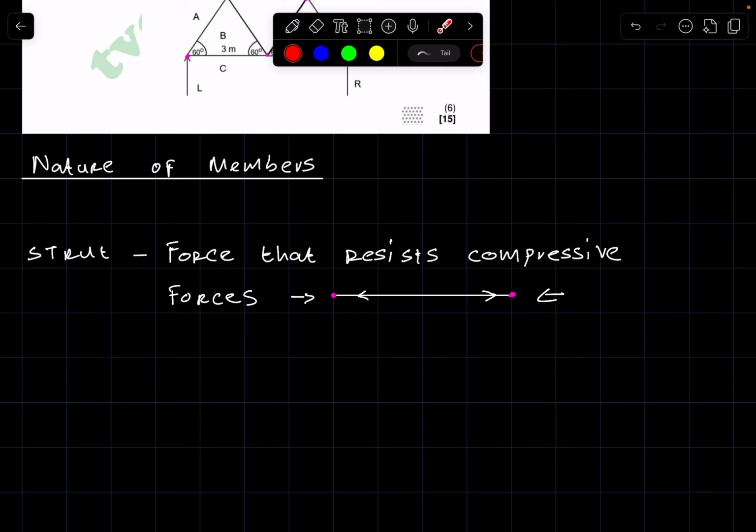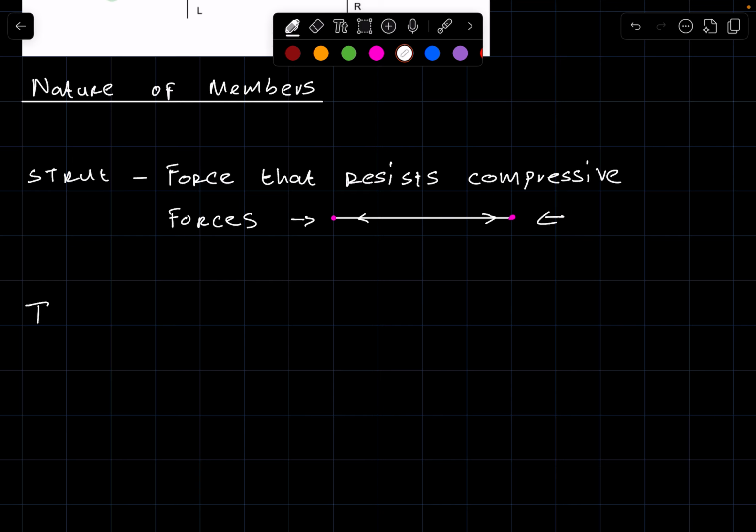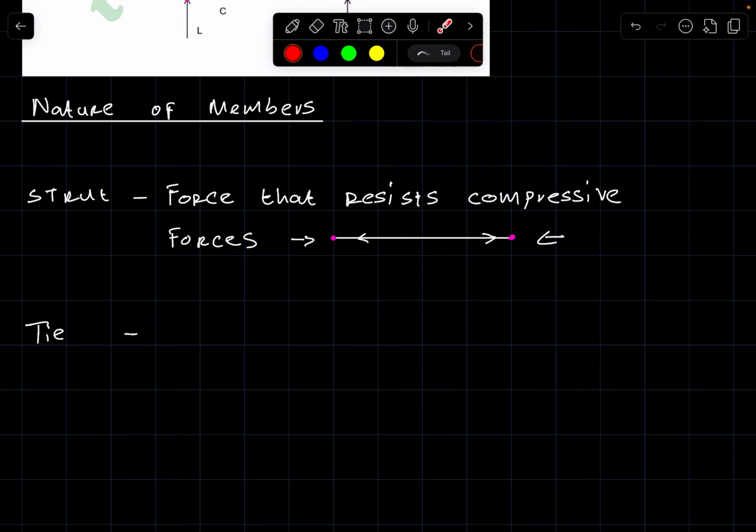So if the nature of a member is such that the direction of it is heading towards a joint, that suggests that that member is a strut. And then a tie. So essentially you get two types of natures of a member, strut and tie.